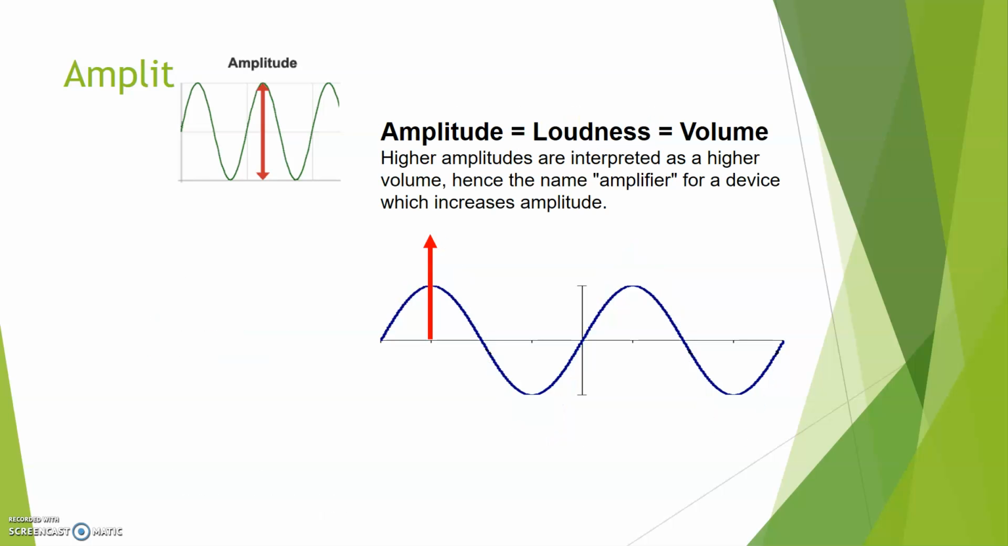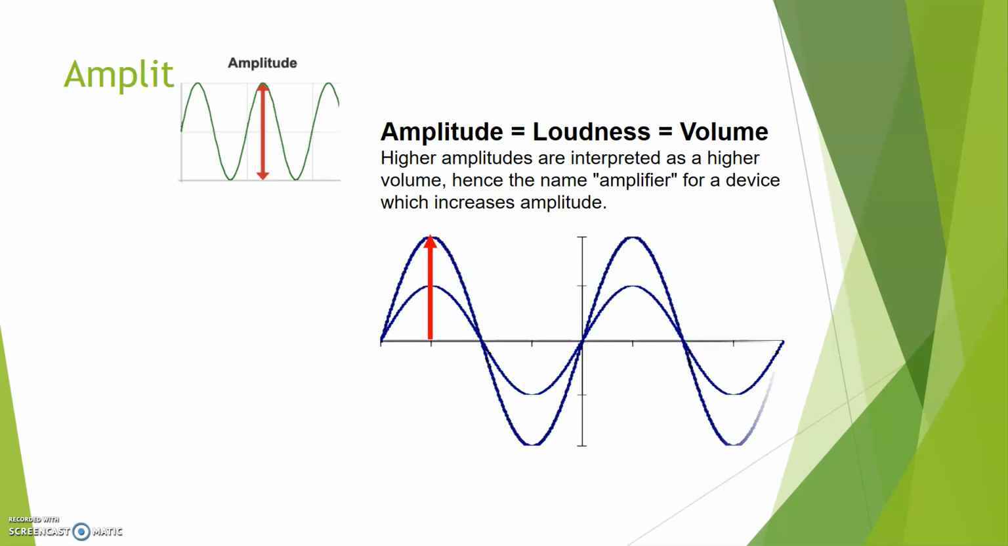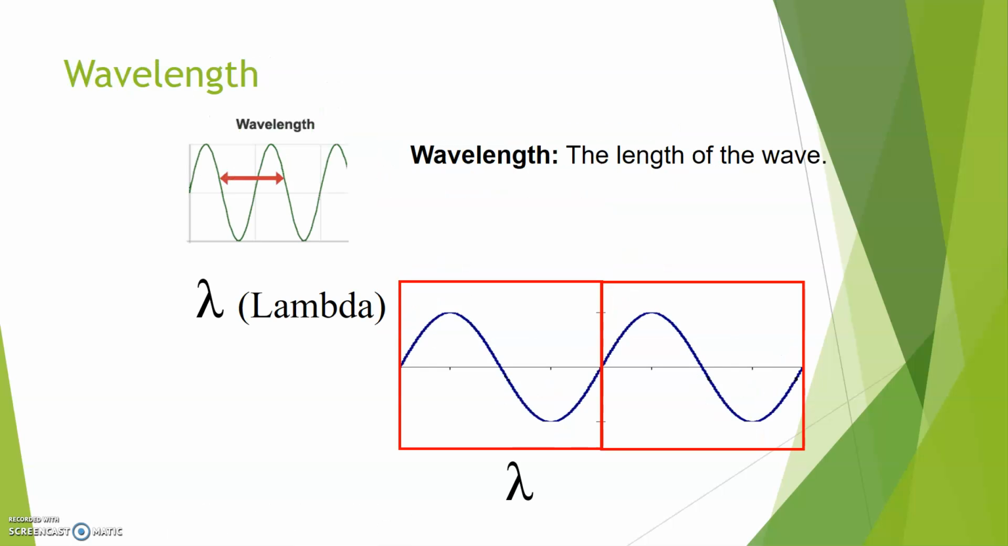Amplitude in sound is related to loudness or volume. So when you turn up the volume on your speakers, on your headsets, when you're listening to your music, you are increasing the amplitude of the sound. You're just increasing the overall heights of the crest and the lows of the troughs. That's what an amplifier does in your car.